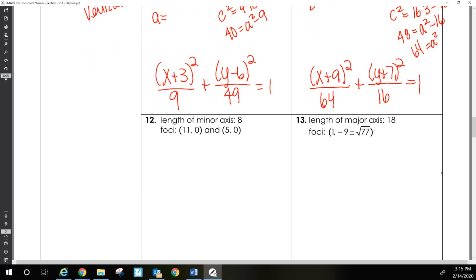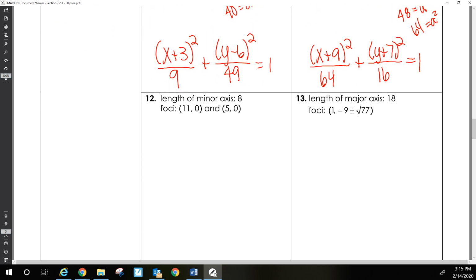Let's see how I do on number 12. The length of my minor axis again. So now we're talking about the minor axis is 8, and the foci are 11, 0, and 5, 0. Well, shooby-dooby. What's wrong with this one? I know the length of my minor axis is 8, but I can't tell, is that vertical or is that horizontal? Well, that's where the foci come into play.